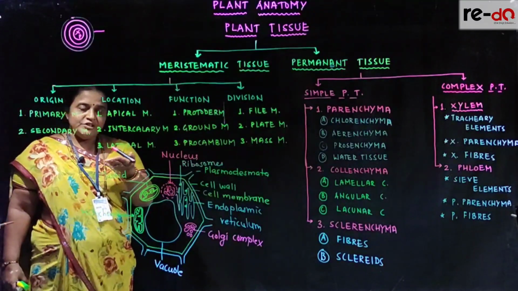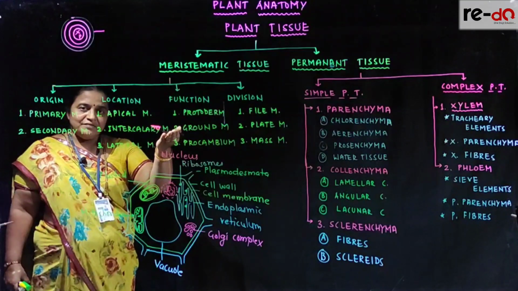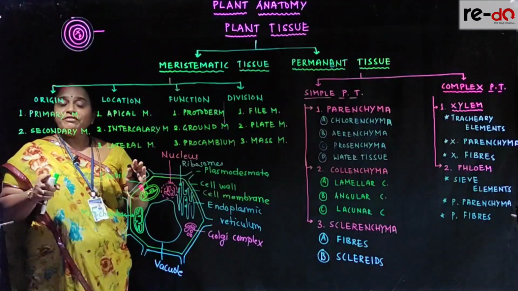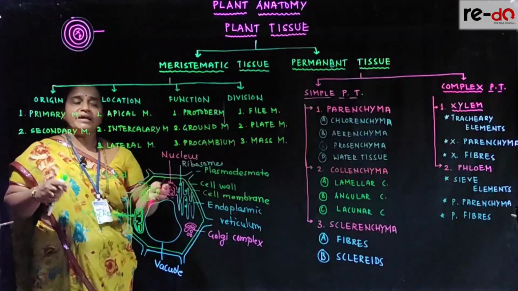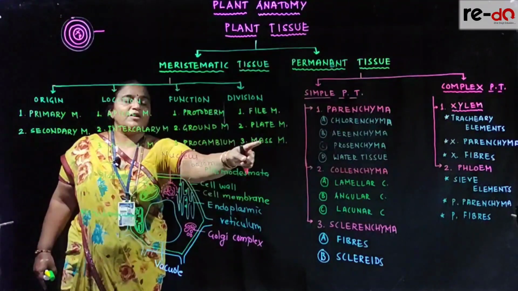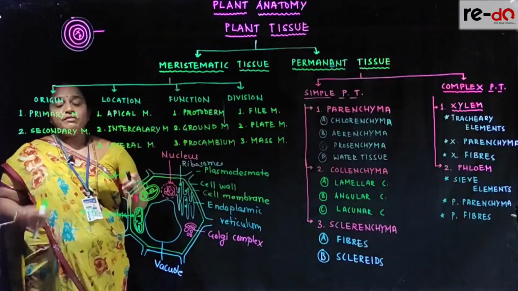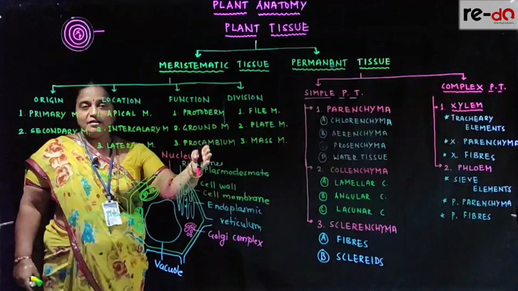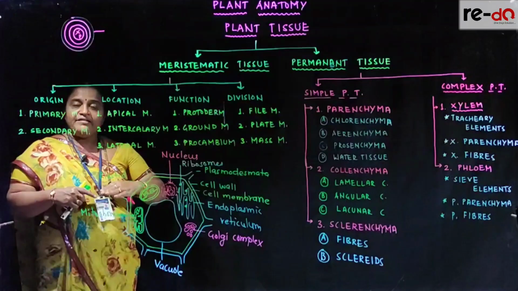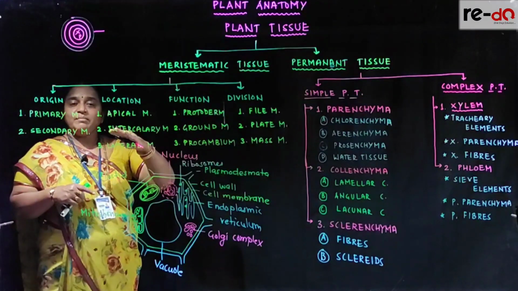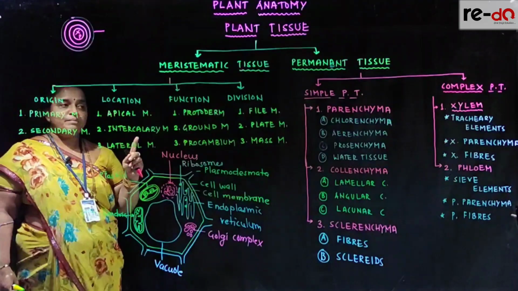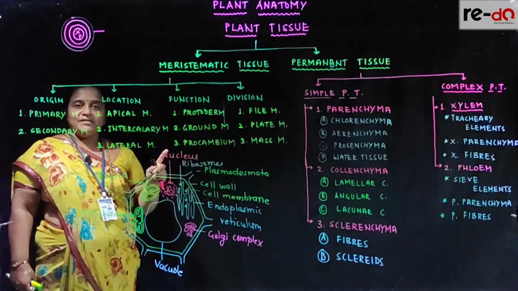When the division plane is horizontal, then it is plate meristem, and when the plane of division is not fixed, the cells divide in any plane and give a mass, so it is called mass meristem. When you see the dividing cells appearing like files arranged in a cupboard, or plates arranged one upon the other forming a pile, that is the file and plate types. So based on the plane of division: file meristem, plate meristem and mass meristem.